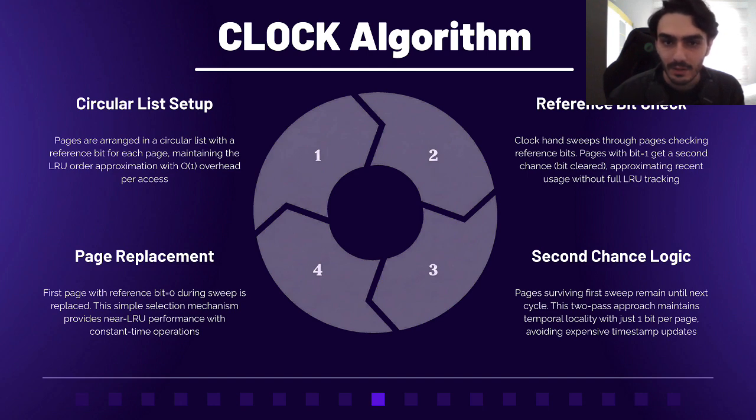Pages are arranged in a circular list. The algorithm uses a clock hand to sweep those pages. It checks a reference bit. If the bit is 1, the page gets a second chance and stays. If it is 0, it is replaced. This gives us near LRU performance with constant time operations.